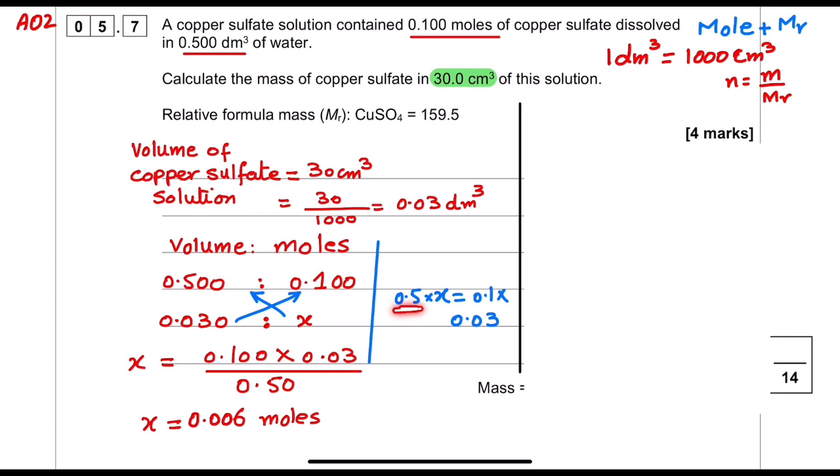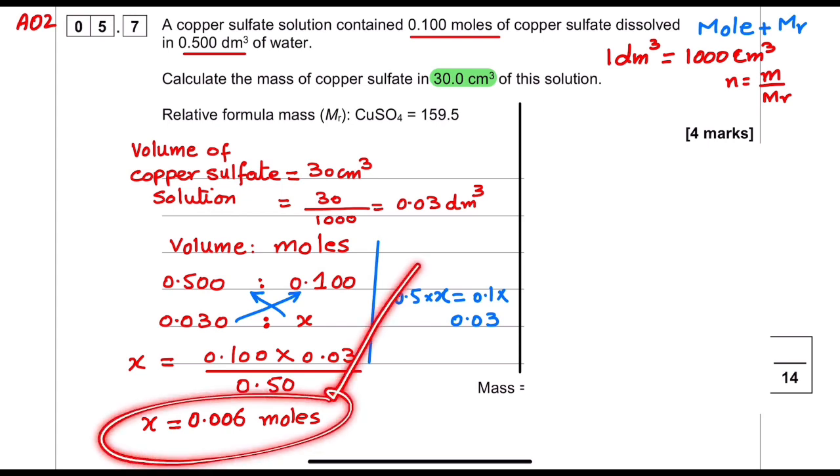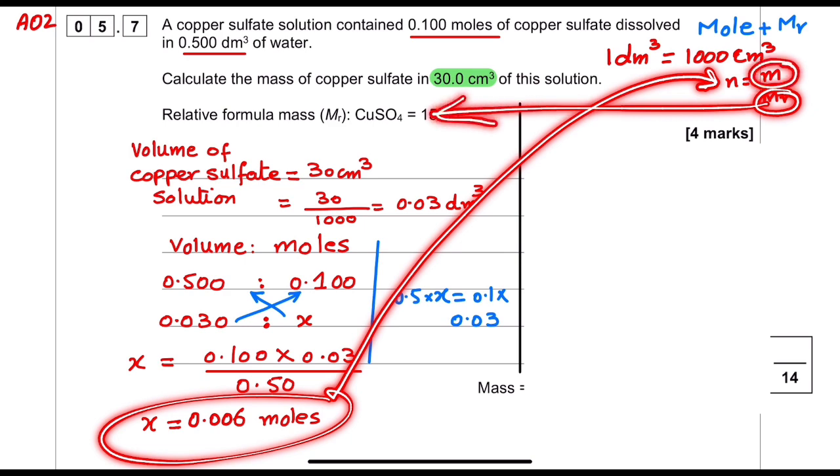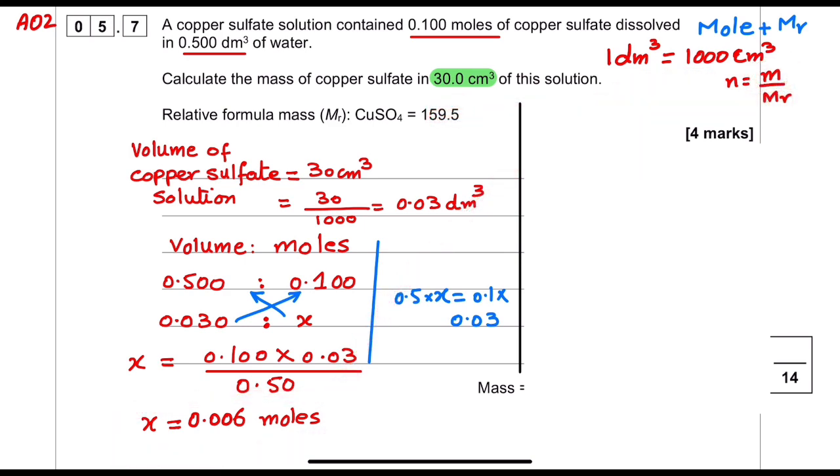This 0.5 will go to the other side of the equality and divide. So X is equal to 0.1 multiplied by 0.03 divided by 0.5, and the number of moles of copper sulfate in 30 cm cubed is 0.006 moles. We got the number of moles. We're going to use the number of moles here. Mr is already given here, so we can find the mass of copper sulfate.